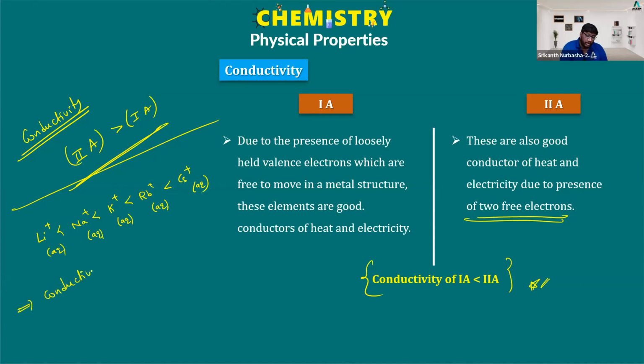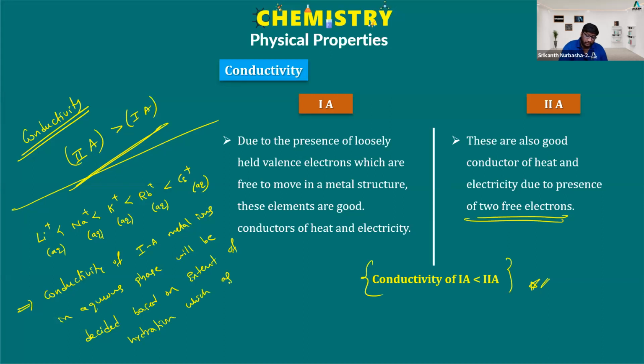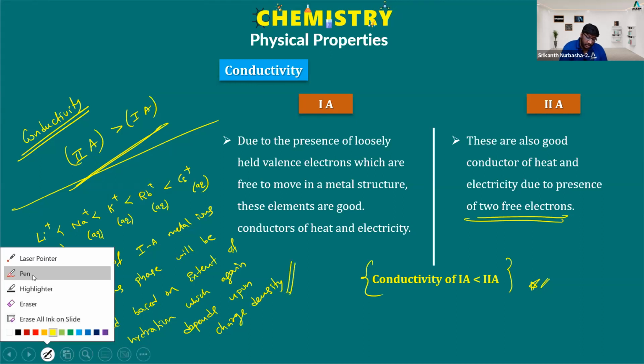Very good. Conductivity of 1A metal ions in aqueous phase will be decided based on hydration, based on extent of hydration, which again depends upon charge density, right?